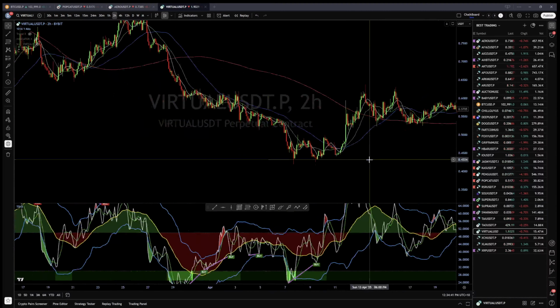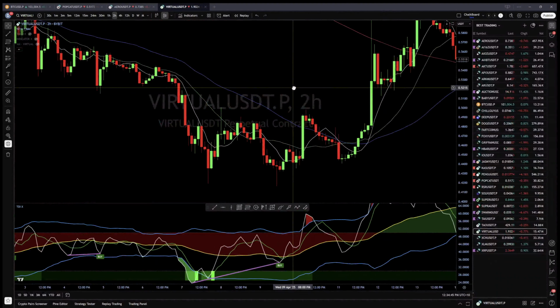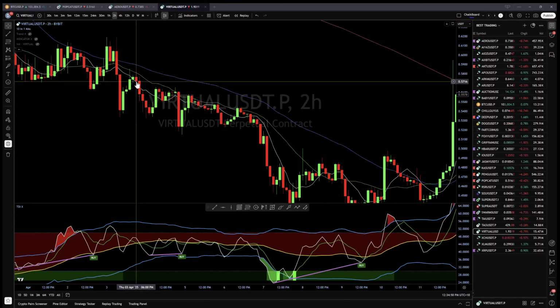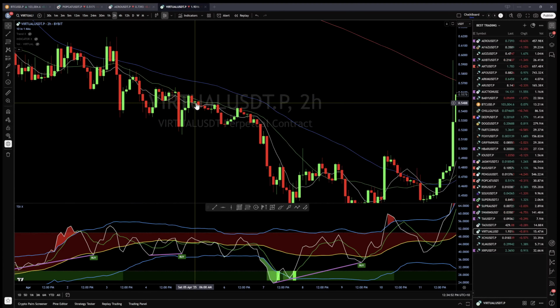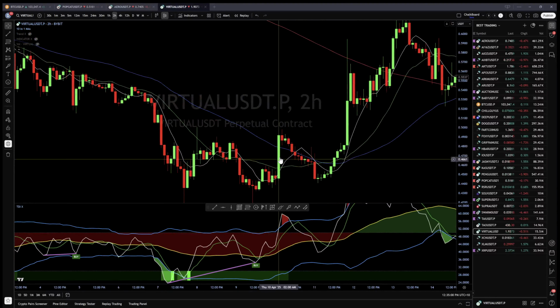So there are a lot of different ways to make sure you don't get on a false pump. You'll notice in this case with the 8 and the 13 SMA, generally the 8 stays below the 13 until it's getting ready to have at least a little pump.